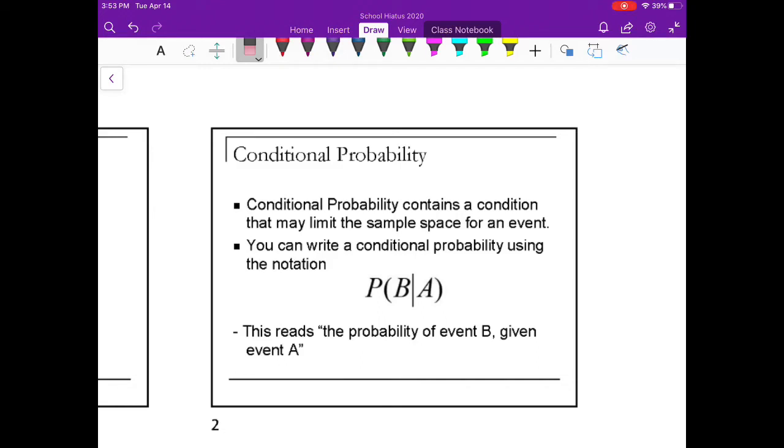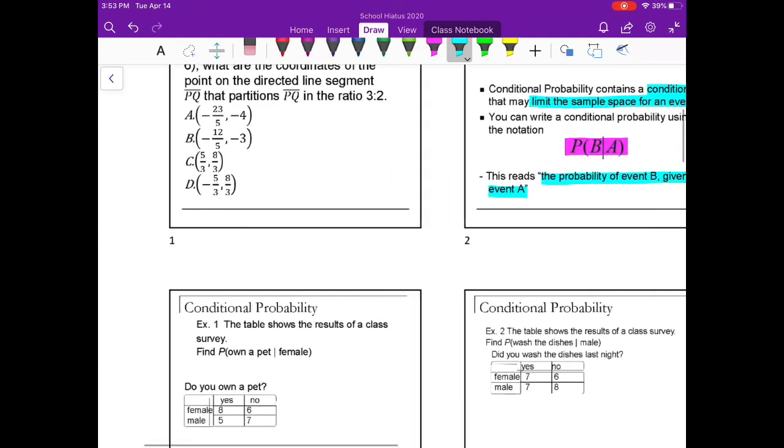In this lesson, we're going to be discussing conditional probability, which contains a condition that may limit the sample space for an event. You can use a special notation to indicate conditional probability, and it reads the probability of event B given event A. Let's look at an example.